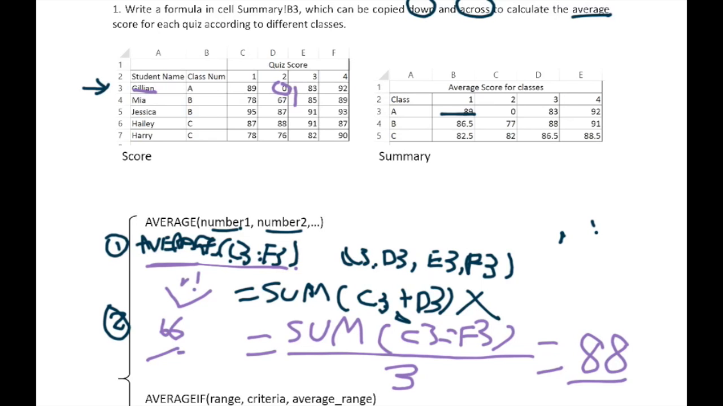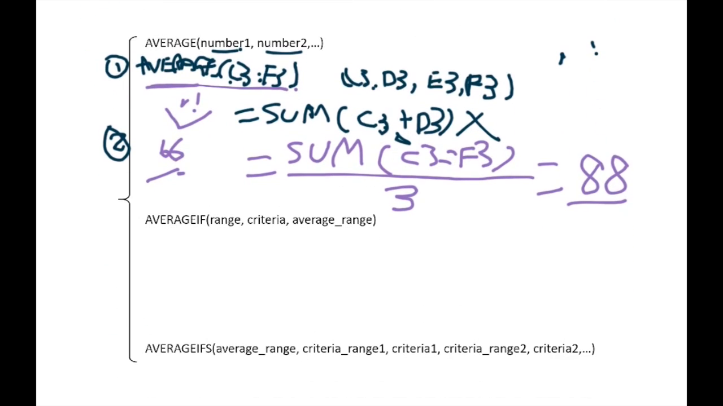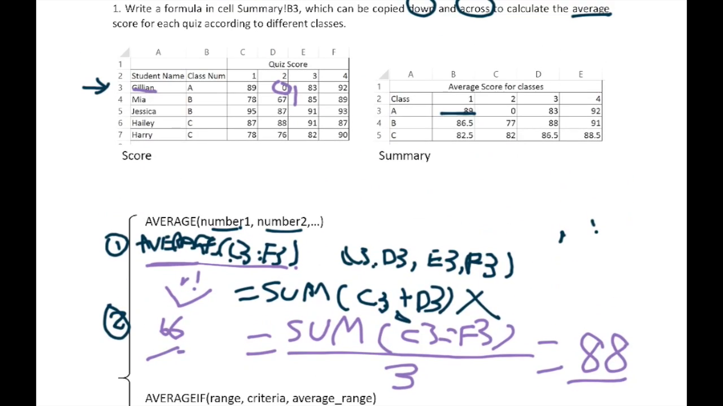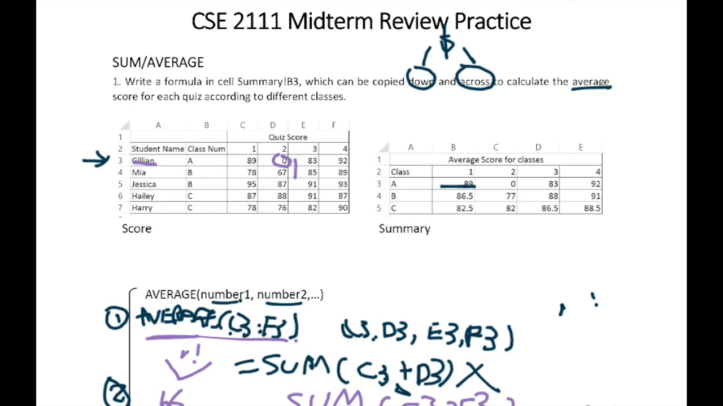Okay, then let's talk about AVERAGEIF. AVERAGEIF means I want to average a range of numbers if they meet my criteria. Here, I want to know the average score for each quiz according to different classes. So my criteria is class A. The cell I want to work on is B3. My criteria is A, and the scores I want to average are here, in column C of the score.